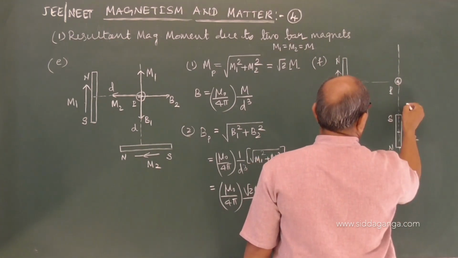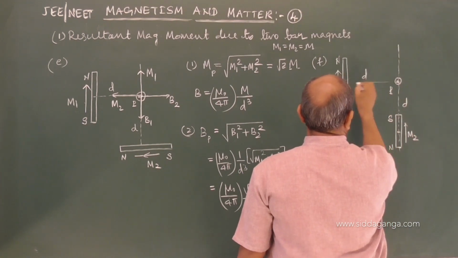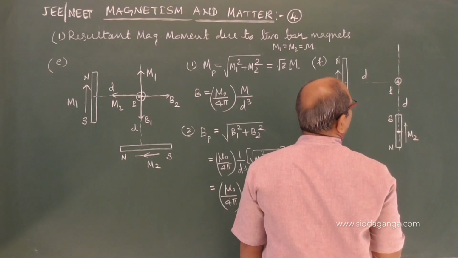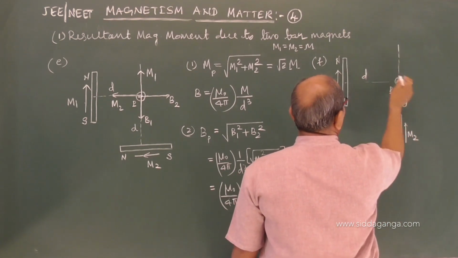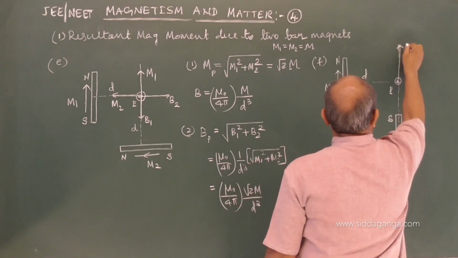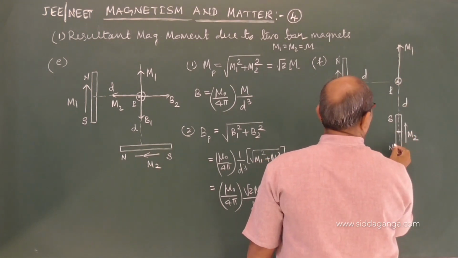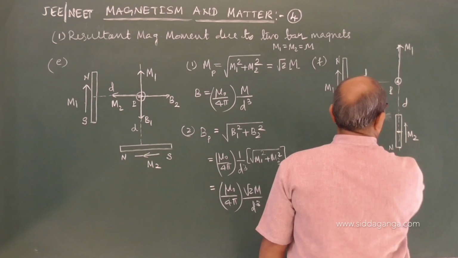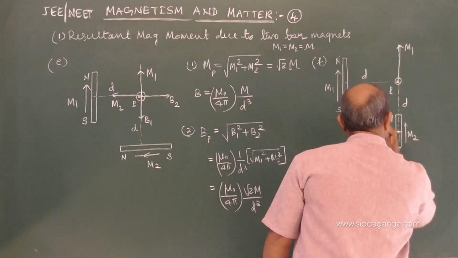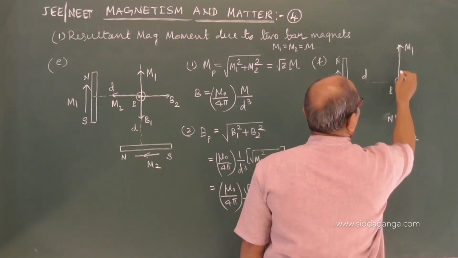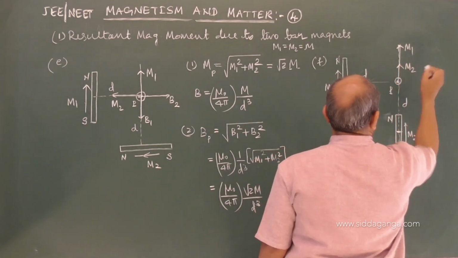The distances are the same, that is D, and this distance is also D from the center. So this moment is acting upward, m1. It's also acting upward along the direction, so I write N and S. So the magnetic moment is acting upward, also M2.